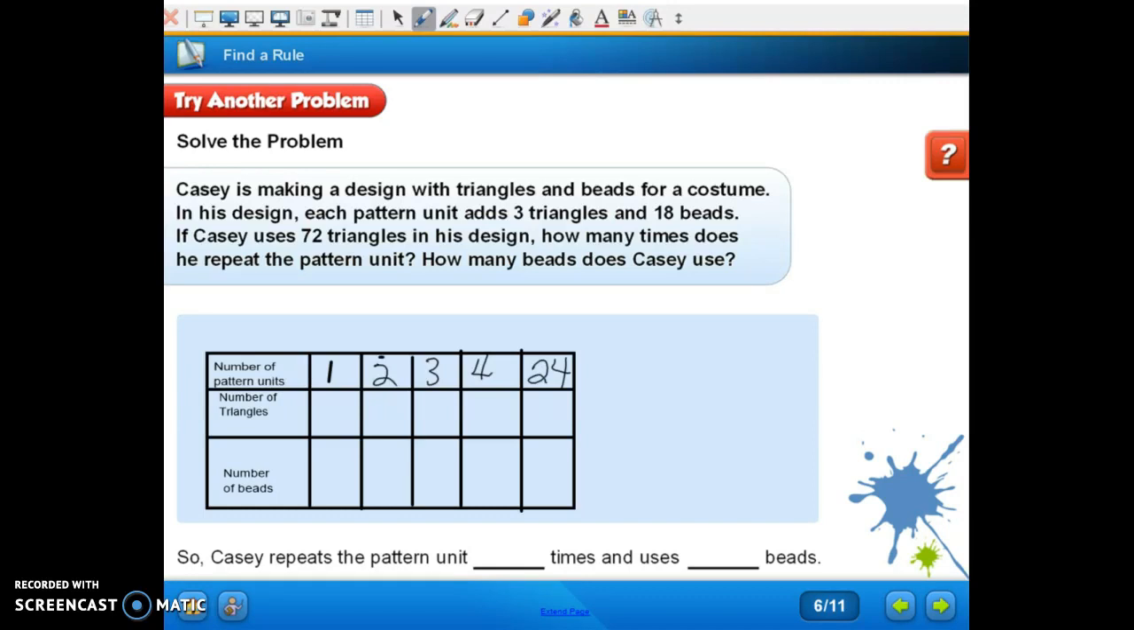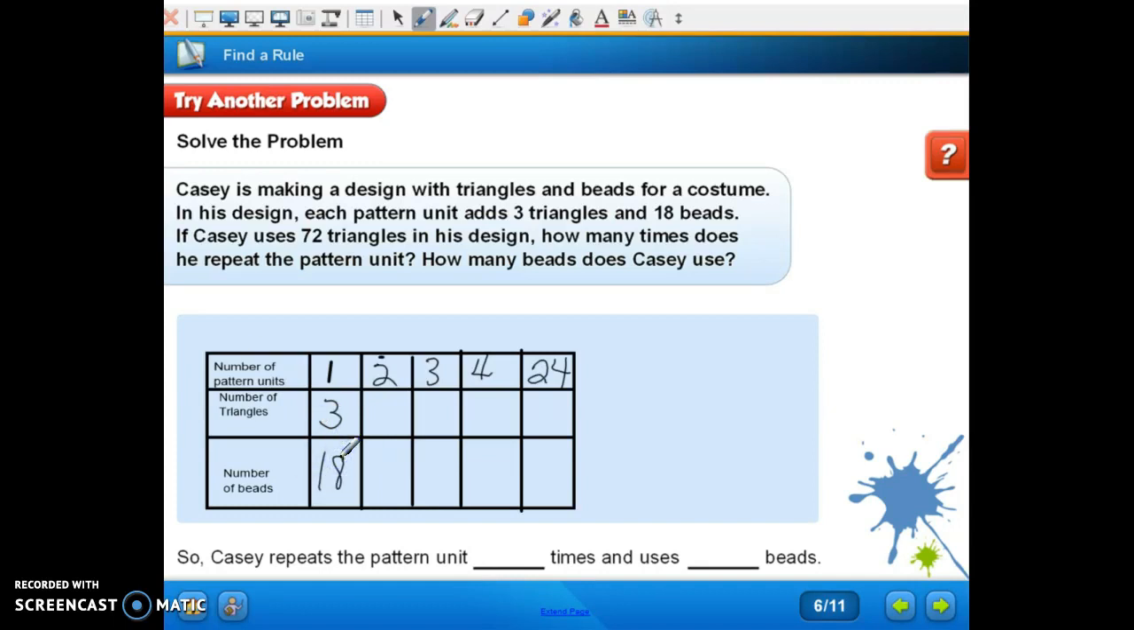Since there are 72 triangles, and 72 divided by 3 equals 24, Casey repeats his pattern unit 24 times. So, number of pattern units, 1 pattern unit included how many triangles? 3. And how many beads?